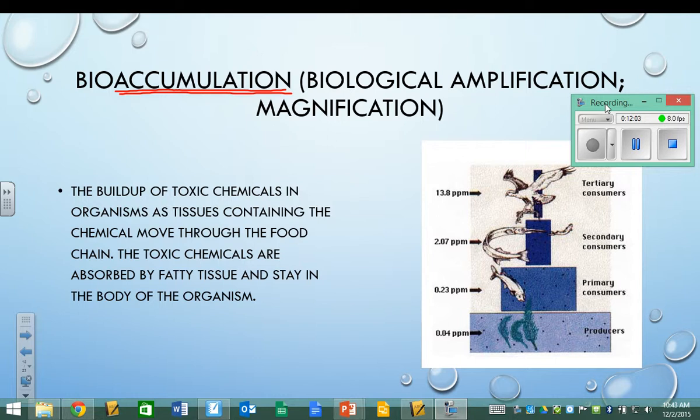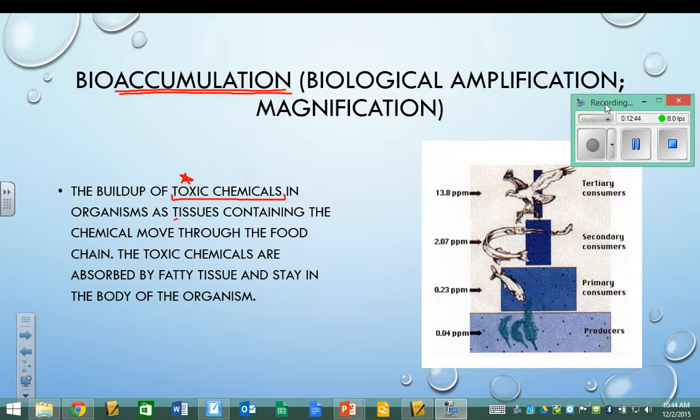But the definition would be this: the buildup of chemicals. Now I wrote toxic chemicals because we generally only care about this principle if something bad is building up. If something that is not harmful is building up, there's not a lot of study done on it. So I put the word toxic there. That doesn't mean that non-toxic chemicals cannot accumulate, just that they don't have these nefarious side effects. So it's the buildup of toxic chemicals in organisms as tissues containing the chemical move through the food chain.